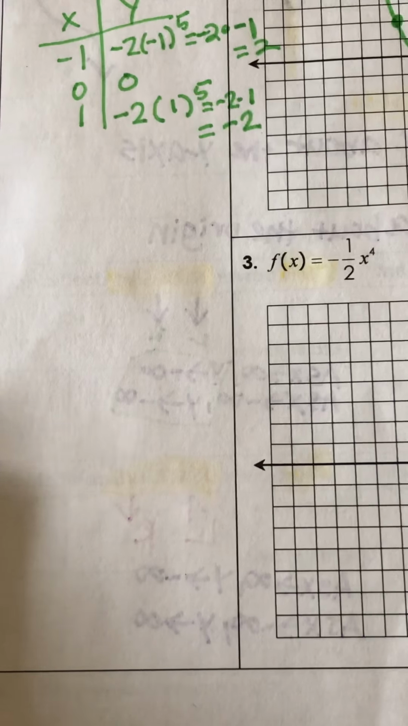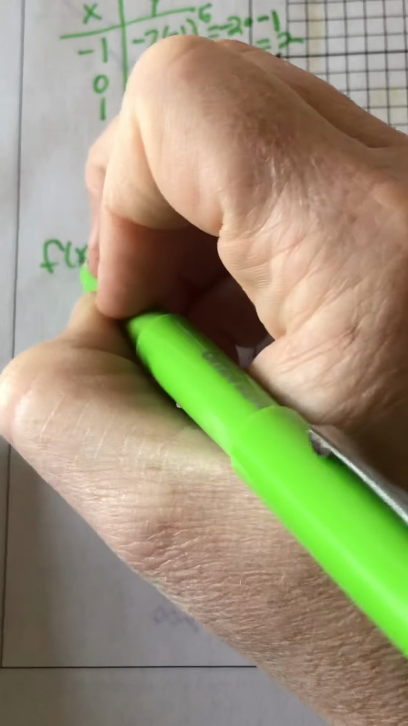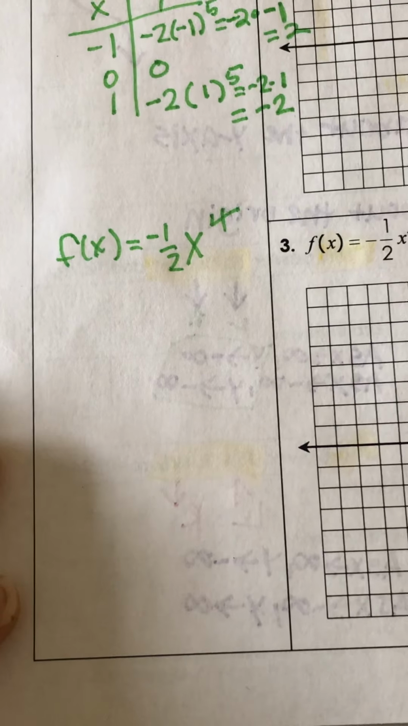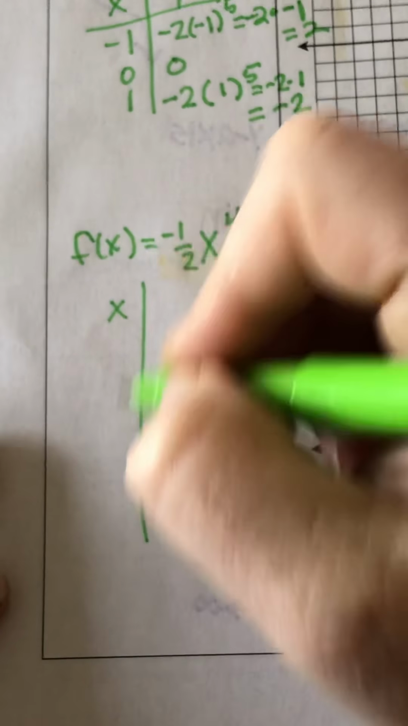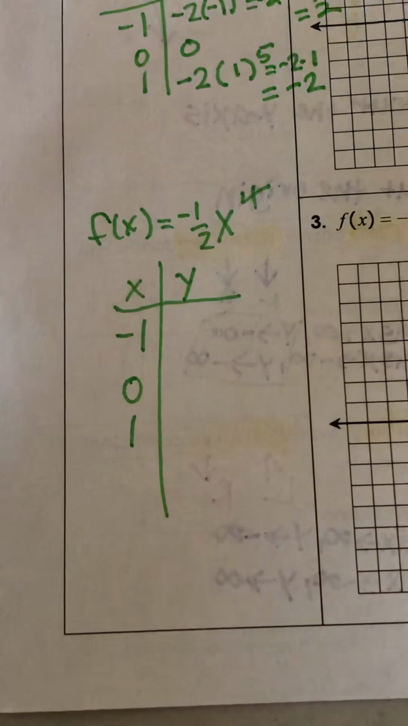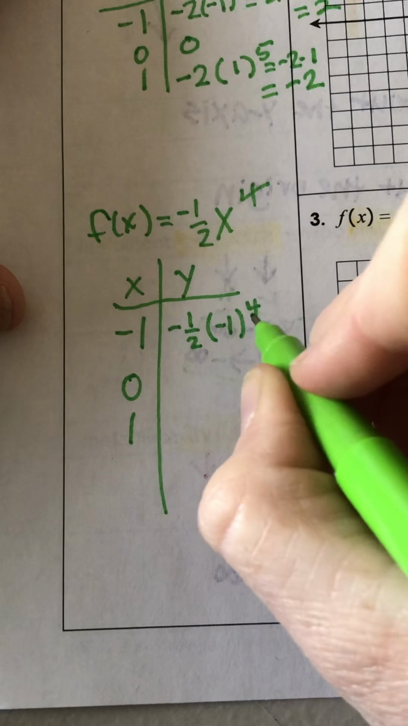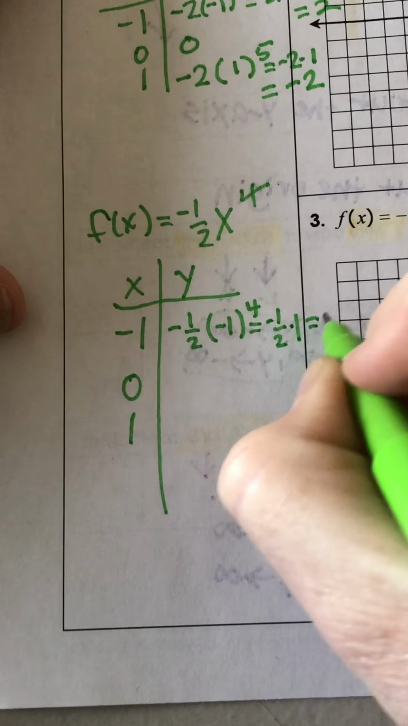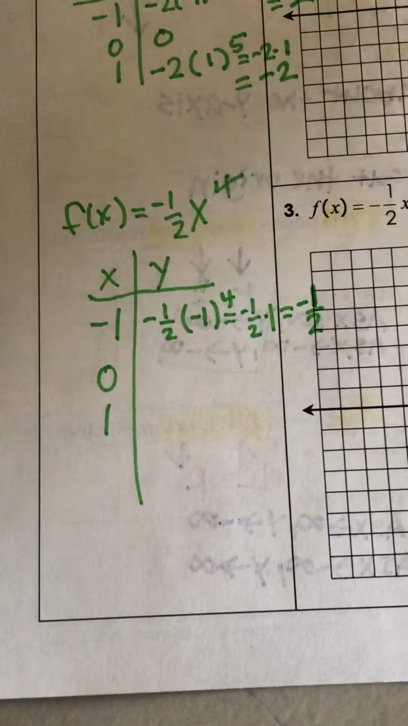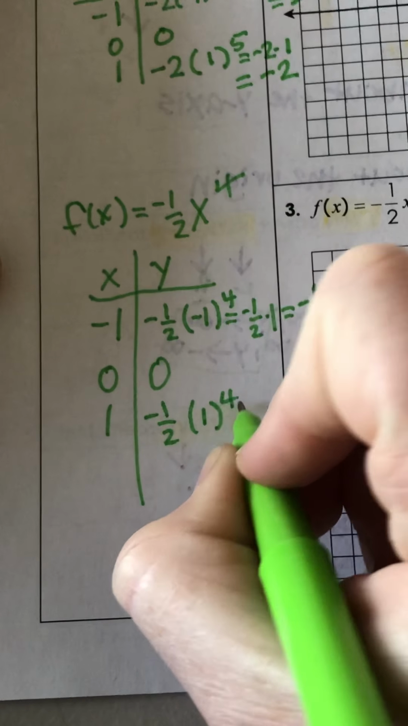All right, last one. So f of x equals -1/2 x to the 4th. Okay, and I'm going to put in for the same reason, just -1, 0, and 1, the same x's. All right, so for -1, I'll have -1/2 times -1 to the 4th, which is just 1. So that'll be -1/2. Okay, 0, 0, and 1 is also -1/2.